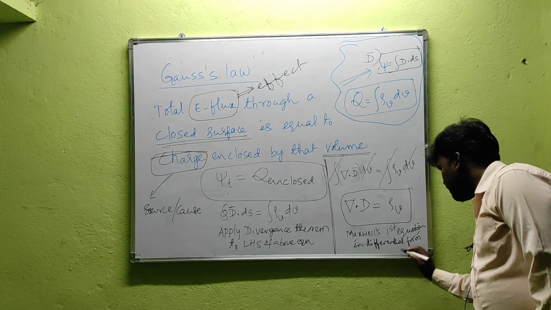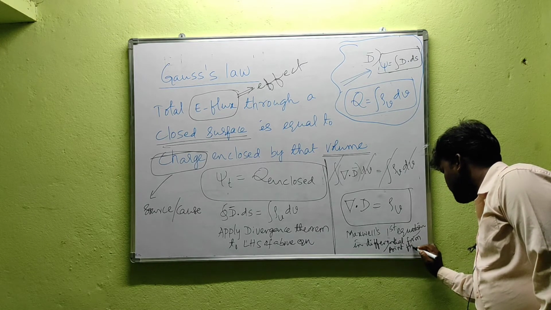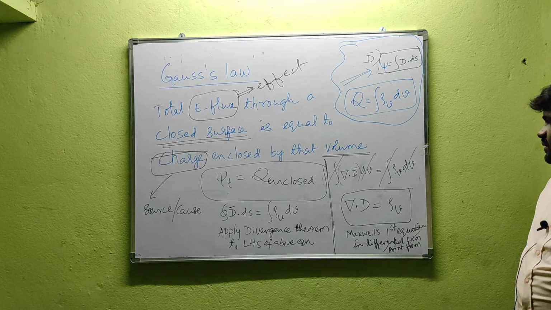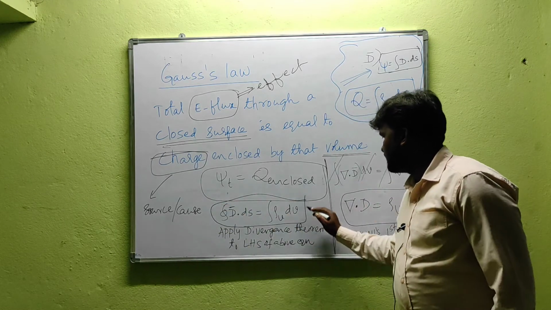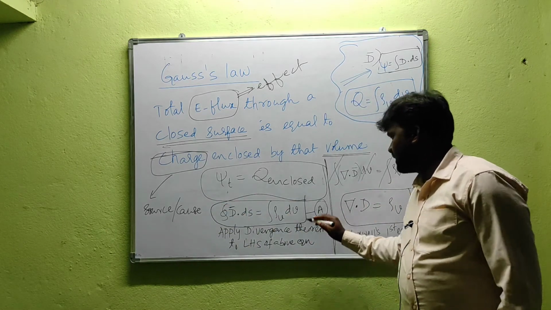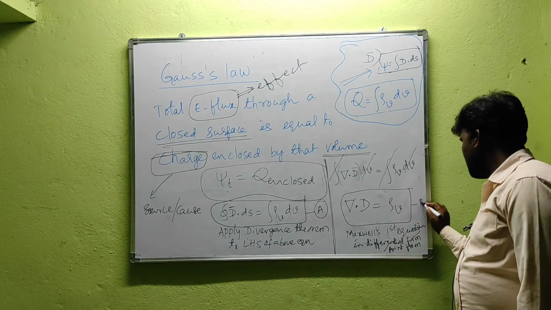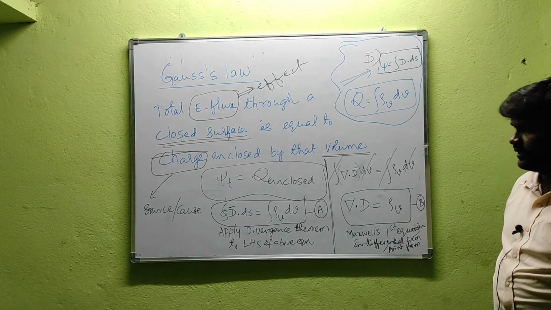This is also called Maxwell's first equation in point form, or differential form. In integral form, this is the integral form. Let us say it is equation A. Equation A is Maxwell's first equation in integral form. This equation B is Maxwell's equation in differential form, or point form.